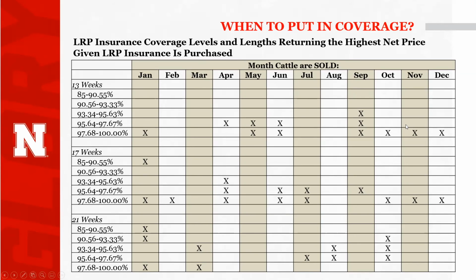If, let's say, I sell in November, I pretty much have 2 windows and 1 coverage level that I should be really concerned about, either the 17-week at this high level of coverage, that's where that X is, or maybe 13 weeks at still the high level of coverage. And as I mentioned, this is long-term averages. So if you had this coverage in for, in this case, 20 years, it would have paid out the most during these 20 years.